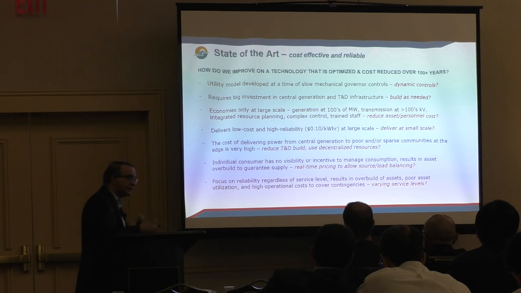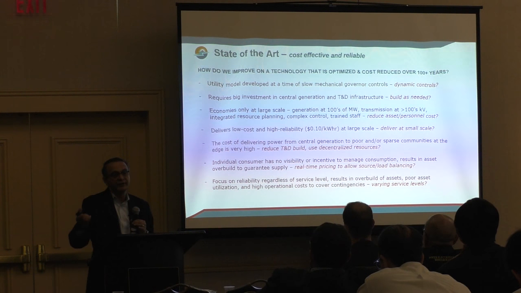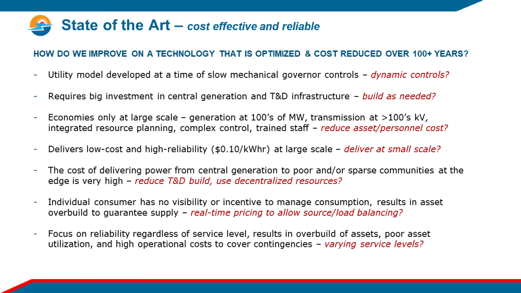What came out of this economies of scale? We went from Edison's time, where he had a generation plant in each house, to very large generation outside, and it's mainly because we were able to get low cost of electricity. We're seeing 10 cents a kilowatt hour for residential consumers, and even lower, 5 to 6 cents a kilowatt hour for some commercial consumers. So the question is, can we deliver that at small scale? If you can, you might change the paradigm in terms of lower investments as you go into it. The other thing is the cost of delivering power from central generation to poor communities at the edge is quite high. So can we reduce the amount of T&D build? Using decentralized resources may provide one way to cut the cost out.